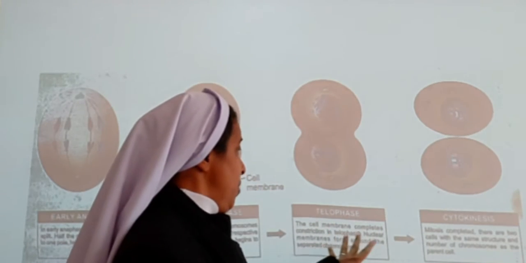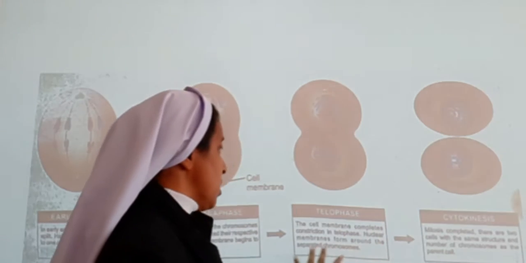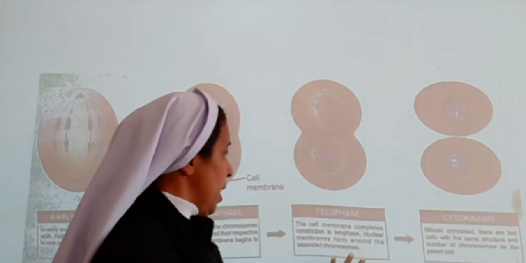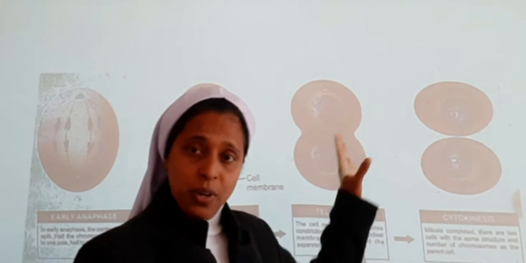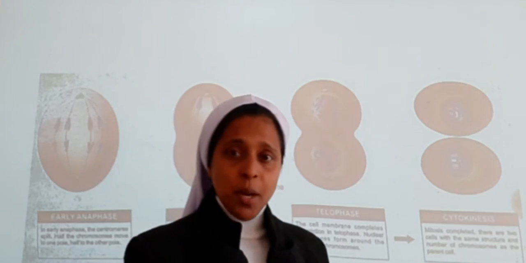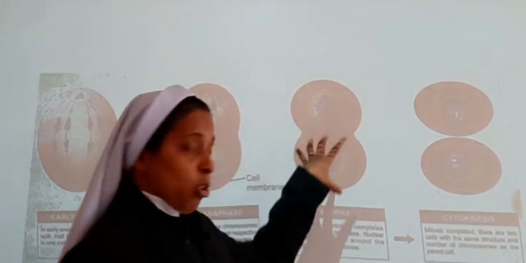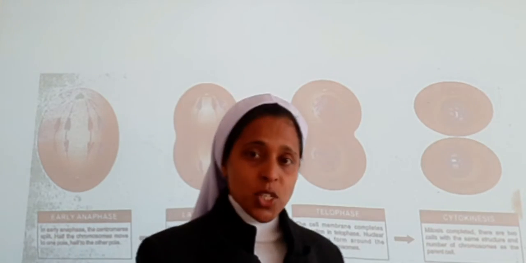So in the telophase stage, which is the end phase of mitosis, nuclear membranes form around the chromosomes. Around the chromosomes the nuclear membrane starts to appear, and here the two daughter nuclei are being formed. Now moving towards cytokinesis, let us learn what is happening in cytokinesis.